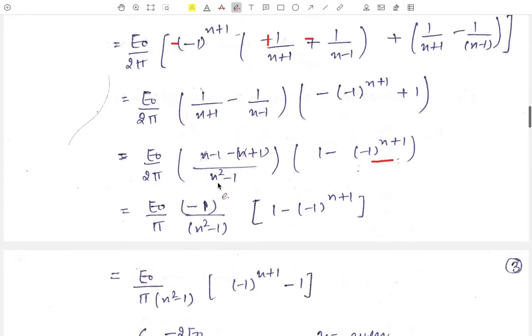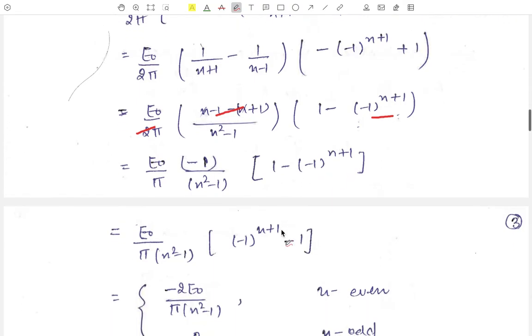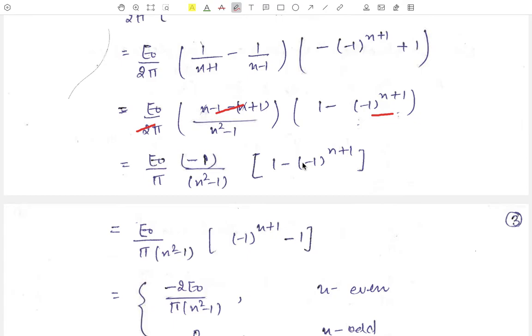LCM is n squared minus 1, therefore we will get n minus 1 minus of n plus 1; n cancels out n, and we get here minus 2, and this minus 2 will cancel out this 2 here, and we get E naught upon pi into minus 1 upon n squared minus 1 into this term 1 minus (minus 1) raised to power n plus 1 here. Okay. We take 1 inside the bracket, and we get (minus 1) raised to power n plus 1, minus 1 here.